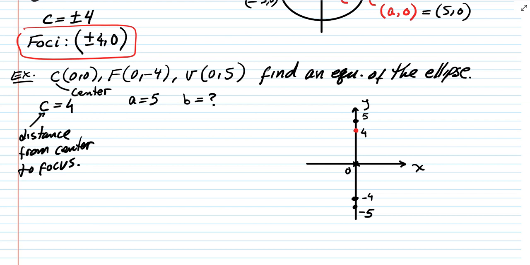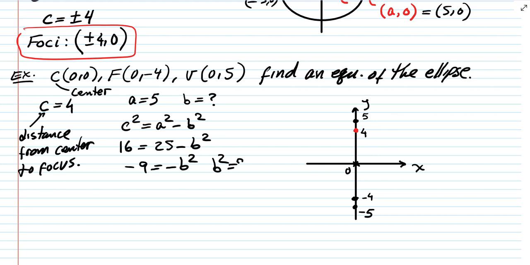What is b? Well, the equation is c squared is a squared minus b squared. And remember, a is bigger than b here. c squared is 16. a squared is 25 minus b squared. Subtract 25 from both sides. Divide by -1, and we get b squared is 9.